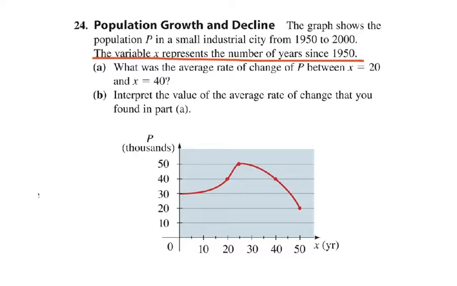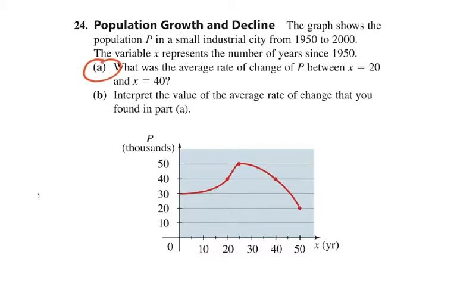The other thing I want to point out is that it says the output, what's on the y-coordinate, is the population in thousands. So this is really 50,000. This is really 40,000. But to simplify the graph, they just tell you it's in thousands. You have to multiply that number by 1,000 to get the actual value. So now we're ready to do part A.